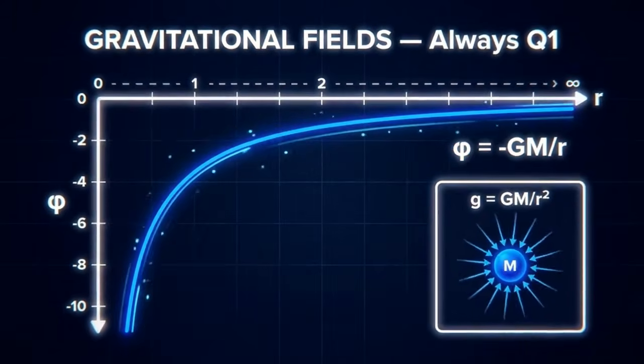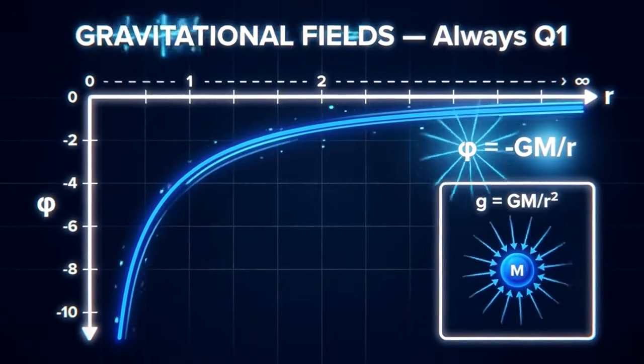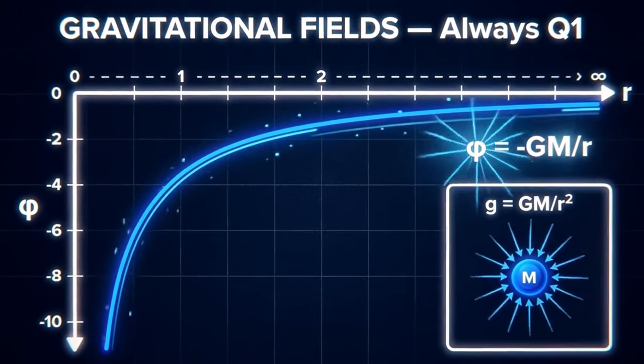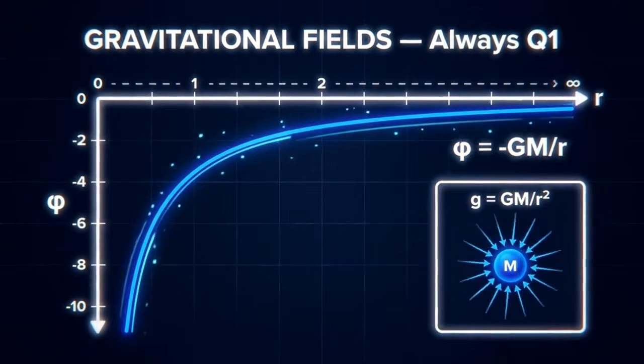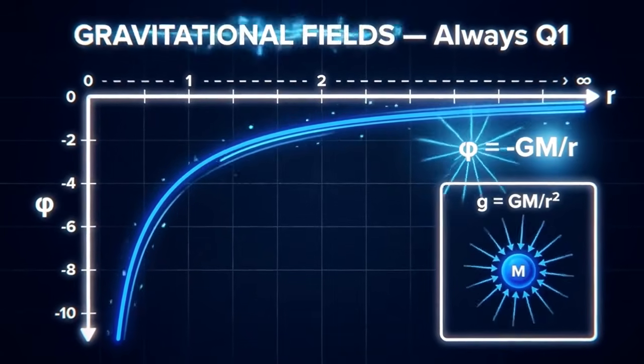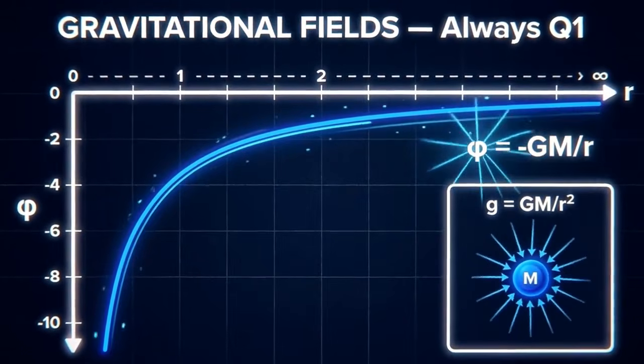Second, Kepler's third law derivation. You combine gravitational force equals centripetal force. That's GMm over r squared equals mv squared over r. Then substitute v equals 2 pi r over T, and simplify to get T squared proportional to r cubed. Cambridge loves asking you to show this.